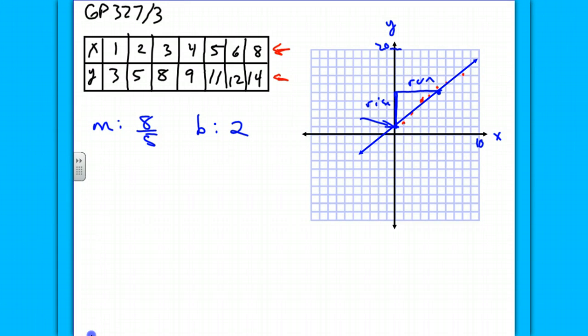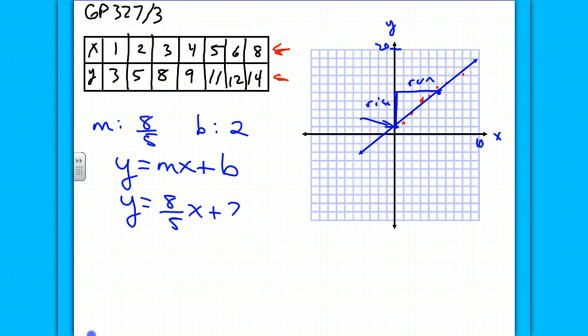Now, just a second, we're going to write the equation. Since we found these 2 things, how would we write the equation? What form would we use? Slope-intercept. y equals mx plus b. So let's write it. y equals 8/5 x plus 2. Be super careful if you're using a different scale in your y direction than in your x direction, right? You're not using the data in the table to find slope. You're using the line that you've drawn.